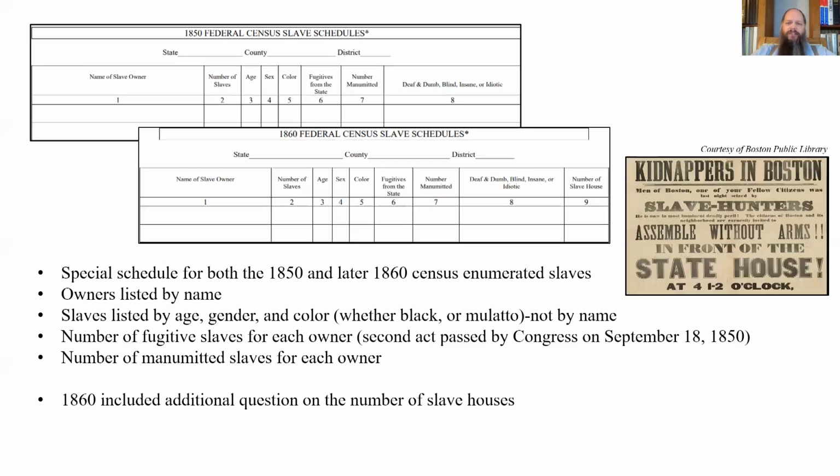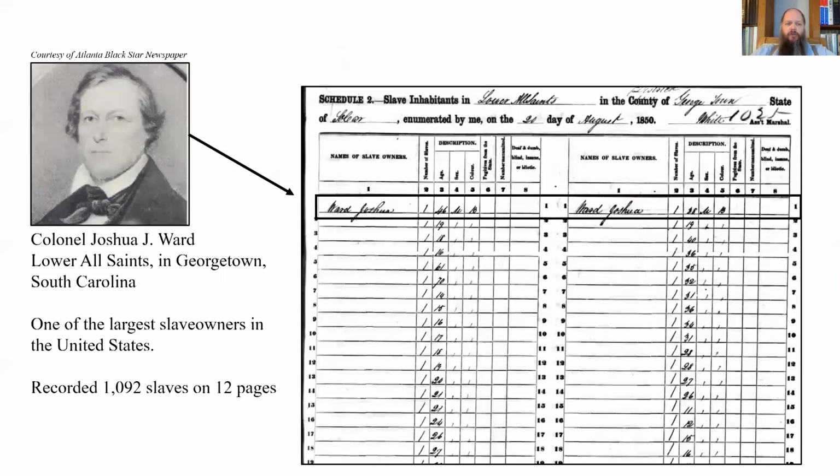Now, I would like to share with you an example of one of the slave schedules, just to show you what one looks like. This is the schedule showing a man by the name of Colonel Joshua Ward. Colonel Ward lived in an area called Lower All Saints in Georgetown County, South Carolina. He was one of the largest slave owners in the United States. He primarily grew rice, amongst other products, including tobacco, obviously. But because of his vast estate, he had recorded 1,092 slaves that he owned. And these were recorded over 12 pages of census data.